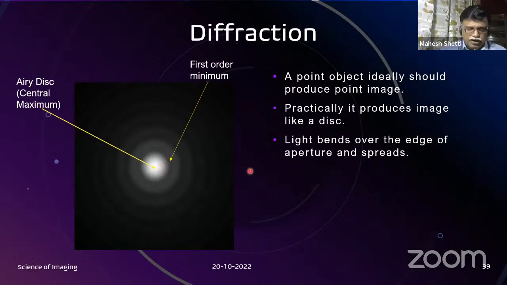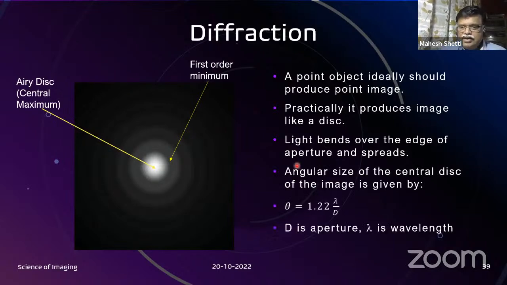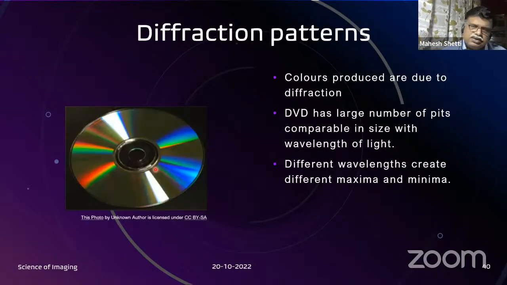And why does this happen? Aperture means you have a lens or a mirror, and that ends at some particular point. That creates diffraction because it ends at some point, so light bends over the edges. It spreads effectively, and the angular size of the central disk is given by 1.22 lambda by d, where lambda is the wavelength and d is the aperture. The larger the aperture, the smaller this disk becomes, and that's why going for a larger aperture telescope is more useful.